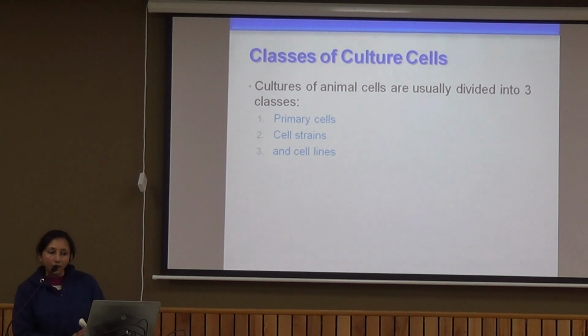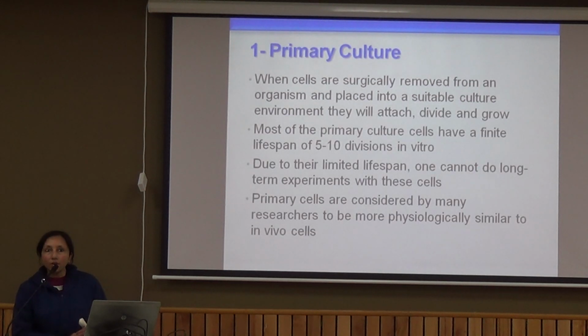Classes of cell culture. We can have primary cell cultures, we can have cell strains, and then finally we can have cell lines. Now what is the difference between all three? Primary culture. When the cells are removed surgically from an organism and placed into a suitable culture environment, they will start attaching to the media, then divide and then grow. Most of the primary cultures have a finite lifespan of approximately 5 to 10 divisions in vitro. Vitro means in laboratory conditions.